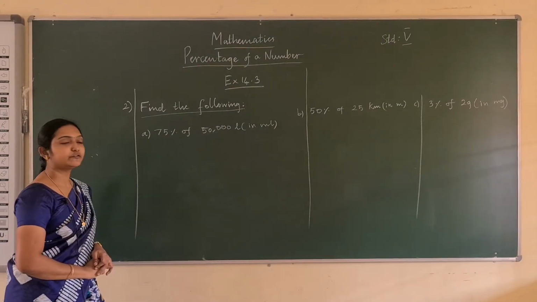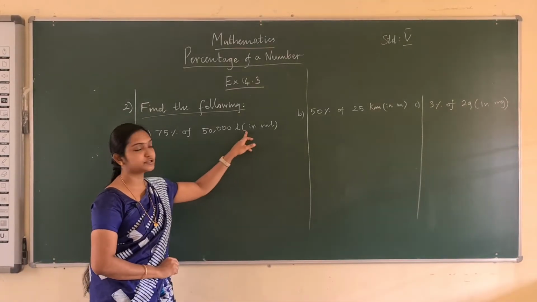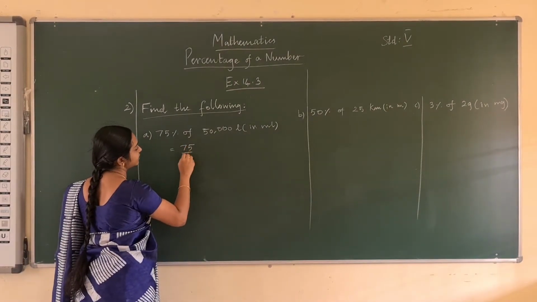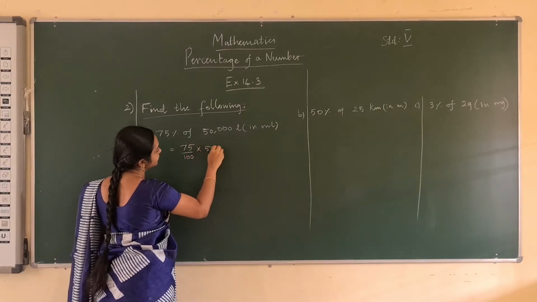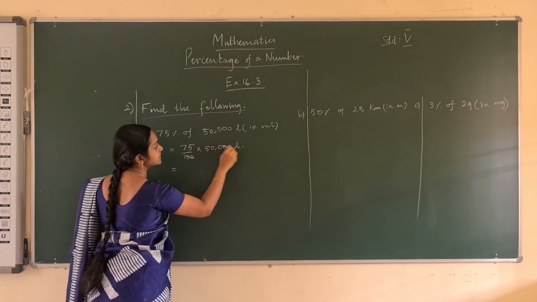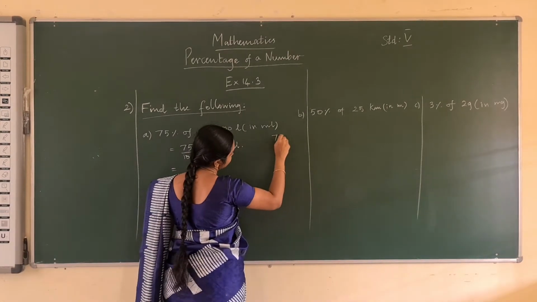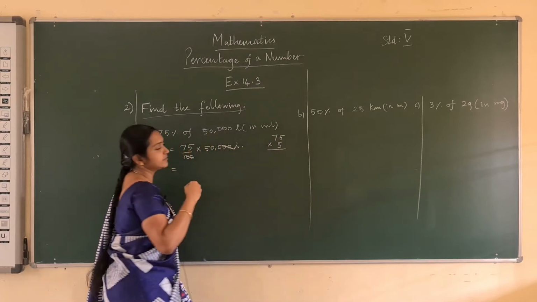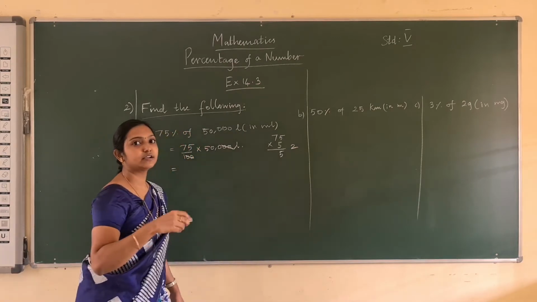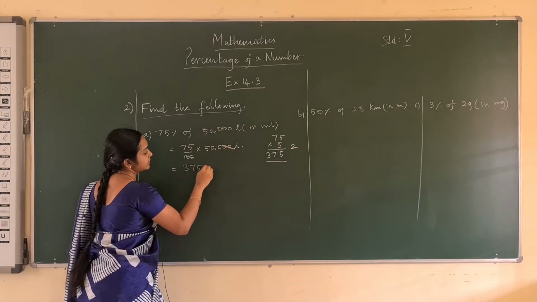Second problem is find the following. 75% of 50,000 liter. We have to convert liter into milliliter. The answer must be in milliliter. 75% means 75 by 100. We have to find it for 50,000 liter. Now simplify 2 zeros with the 2 zeros here. Now we have to multiply 75 and 500. So leave the zeros and multiply it by 5 alone. 5 5s are 25. Remaining we are having 2. 7 5s are 35. 35 plus 2 is 37. So we have to add 2 zeros.